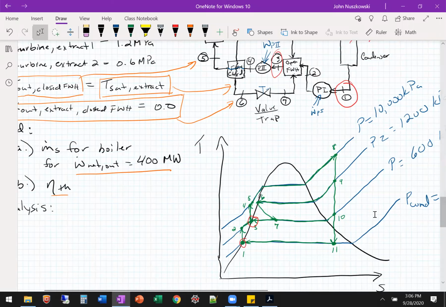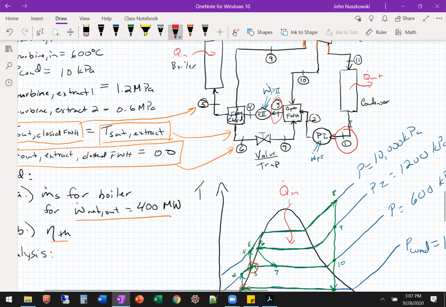All right, so we go through the second pump to 4, so isentropic pump to 4, and then we go through our closed feed water heater from 4 to 5, same pressure, and we get up to the saturation temperature 6. Okay, now we add our heat in the boiler, all the way to 8, because we're adding heat, so we're adding entropy, so we go all the way to 8.